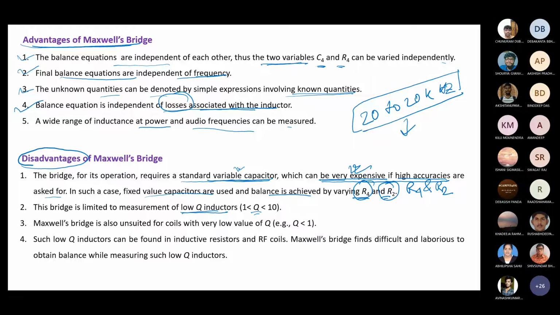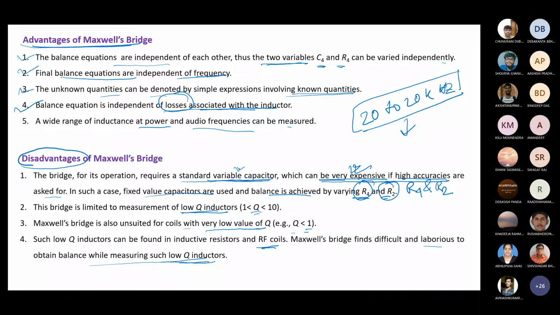The Maxwell bridge is also unsuited for coils with very low values of Q, for example Q less than 1. Such low Q inductors are found in inductive resistors and RF coils. The Maxwell bridge finds it difficult and laborious to obtain the balance of low Q inductors. So that is another important problem.